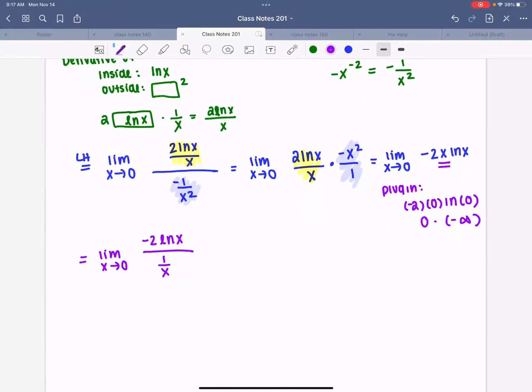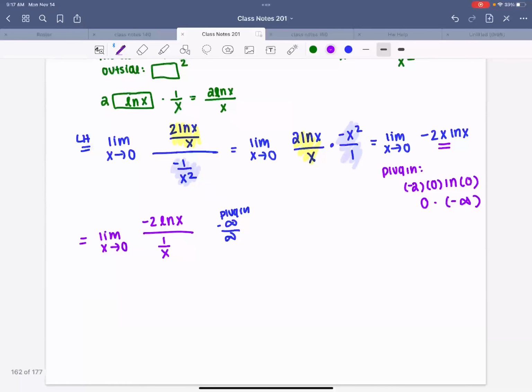Plugging in, now I'm not going to do this for you, but let me just tell you, if you plug in, you'll get infinity over infinity, actually -infinity over infinity. Okay, but let's just pretend we did that step. Let's use L'Hopital's rule again. So LH over an equal sign. We're going to do the limit as x goes to 0.